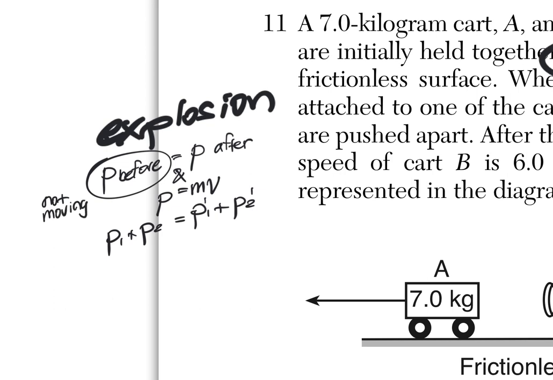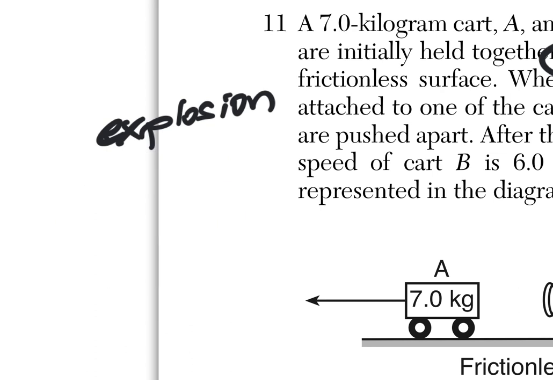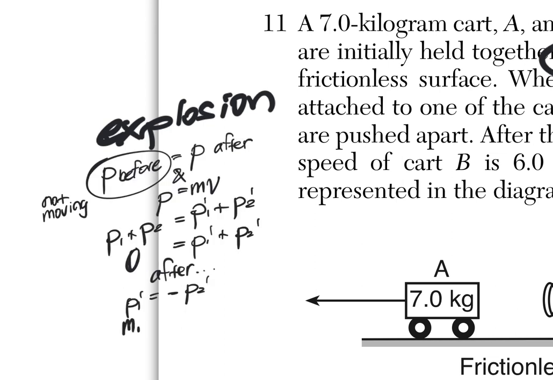So that means we have no momentum. So we have 0 before the explosion. And so we have P1 prime plus P2 prime after the explosion. So that means that after, we have the momentum of the first guy equals negative the momentum of the second guy. And we know that P equals mv, so this is the explosion equation. M1 V1 prime equals negative M2 V2 prime.